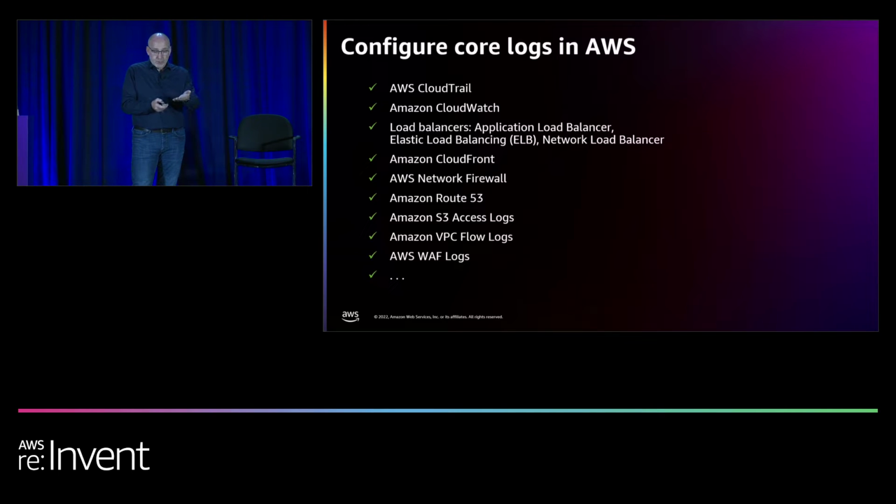The same thing is true, for example, for VPC flow logs, which is our NetFlow data. If you want to have this data available, you need to configure it and make sure it is stored somewhere accessible in case you need it.